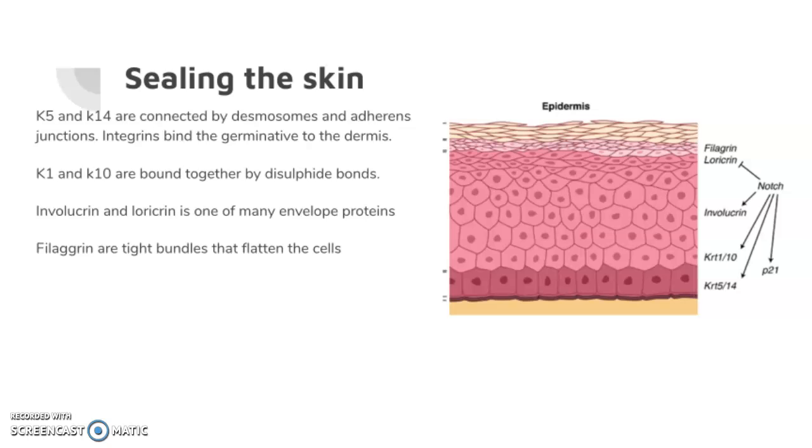They are bound together. And so yeah, moving up, K1 and K10 by disulfide bonds, and then up to involucrin and filaggrin.